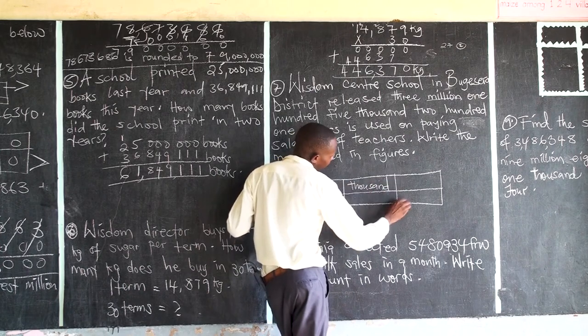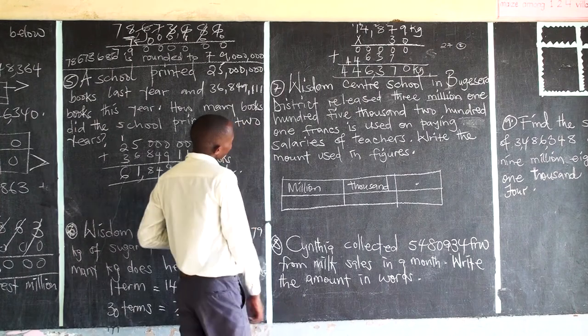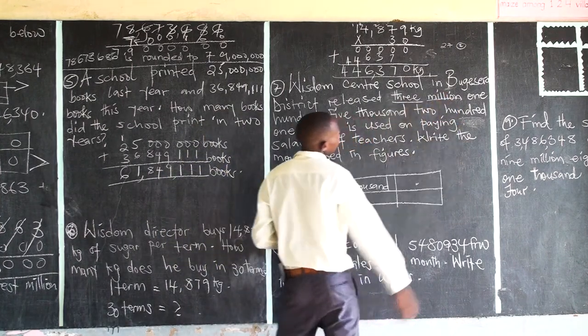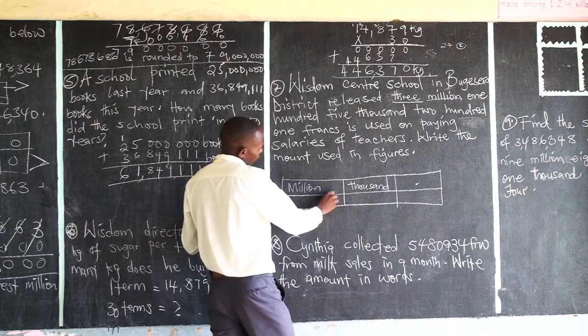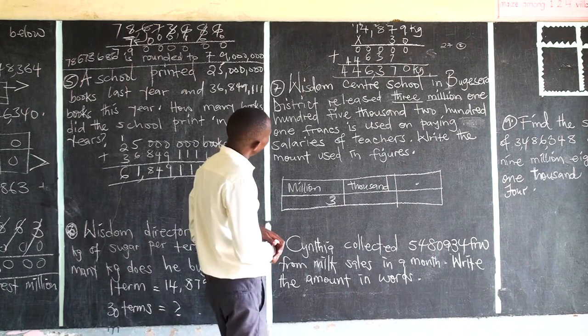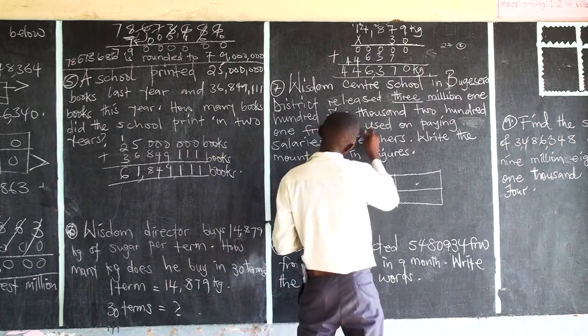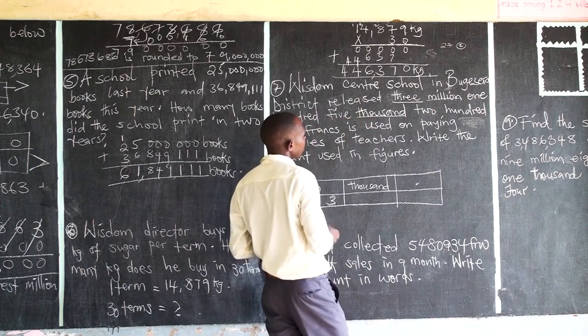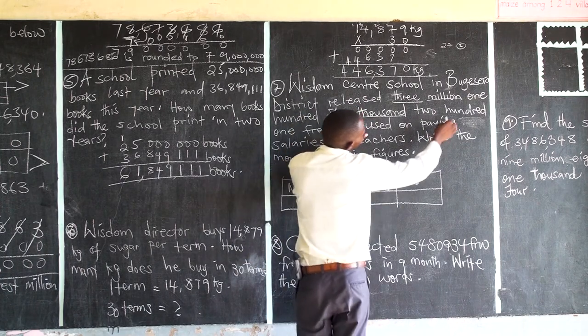From 1,000, there are 7 units. So we are going to read everything behind millions and we write it under millions. So it is 3 millions. I'll come in millions, I write there 3. And from there, I'll continue. I go to 1,000. So everything behind 1,000 here, I have to write it under 1,000. So this is 1,000. We shall now begin from here.